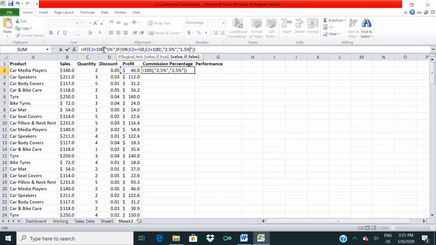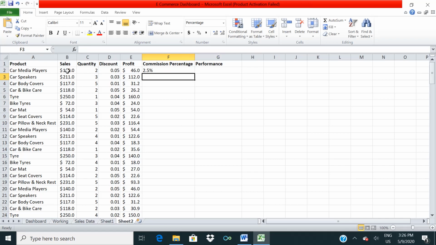So the first one is E2 greater than 100, the second one is 5% if it is satisfying this criteria, or else again I am putting one IF condition. So basically the IF function is taking three arguments, so the last argument is again an IF, and within that IF function I am using an OR operation. So OR E2 greater than 50 or E2 less than 100, then it will be 2.5%, else it will be 1.5%.